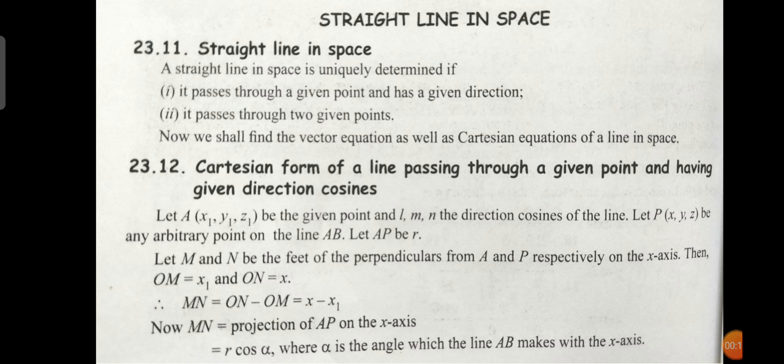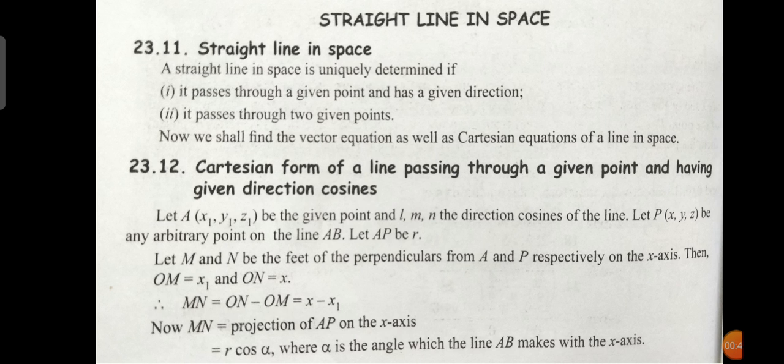Or it passes through 2 points. You know a line. What does a line mean? 2 points have been joined to form a line, and it has a direction. The two given points are there and the line passes through those points. So we are going to study the vector and Cartesian equations of a line in space.